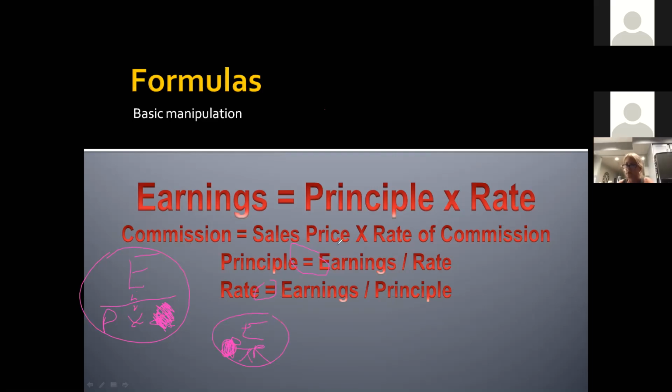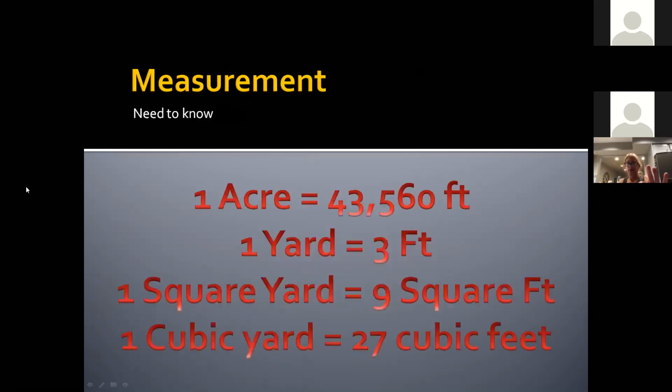Earnings is equal to principal times rate. Principal is equal to earnings divided by rate, and rate is equal to earnings divided by principal. We're going to use those a lot, so we got to get used to them, and they're not that hard.